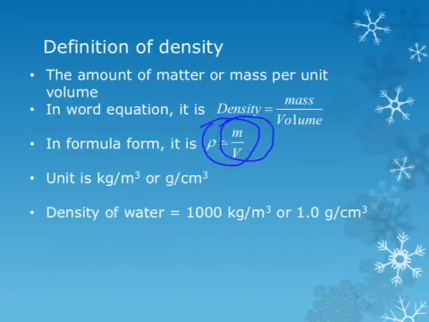The unit is kilogram per cubic meter or gram per cubic centimeter. This is the one that we normally use in classroom situations. The density of water, you have to remember, is either 1,000 kg per cubic meter or 1 gram per cubic centimeter. And this is the one that's particularly important. You have to remember that.